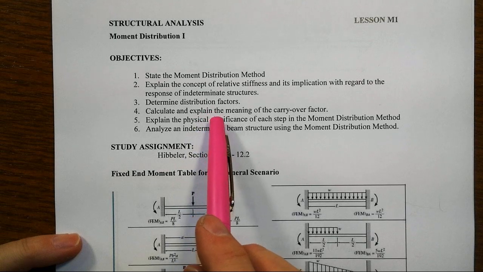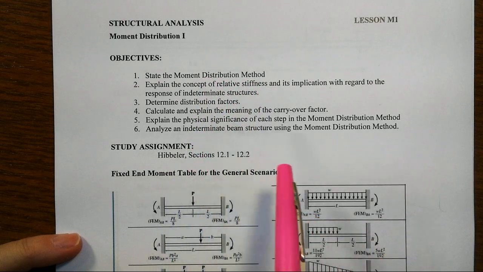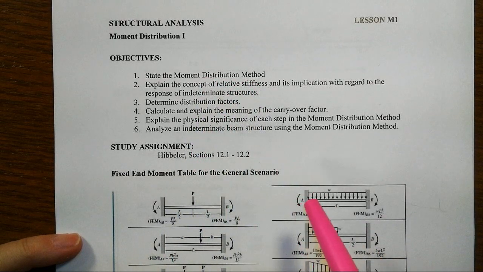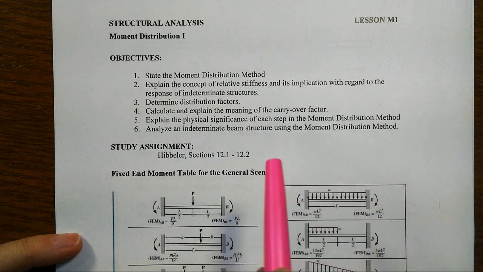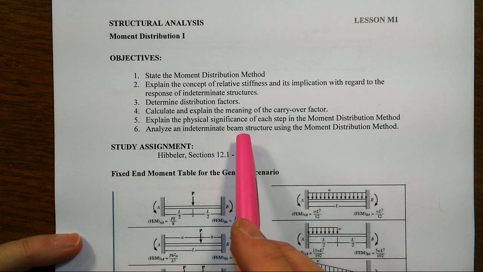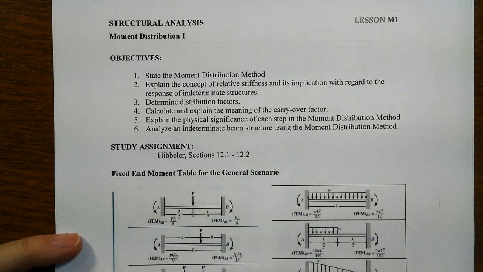So we're going to set up this moment distribution method and some of the underpinnings, and there's going to be some other key aspects that we'll look at in the first example. Examples 2 and 3 will be really focused on special applications to beams, and then we'll get into some frames after that.